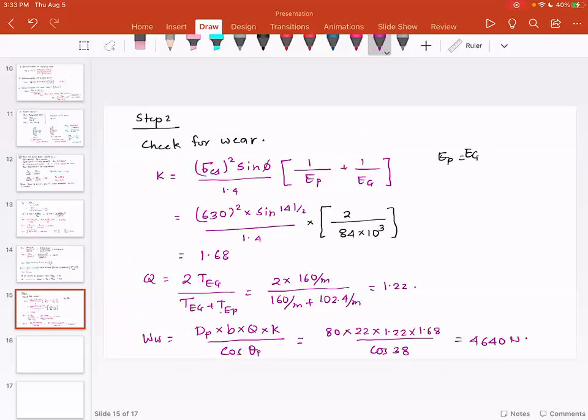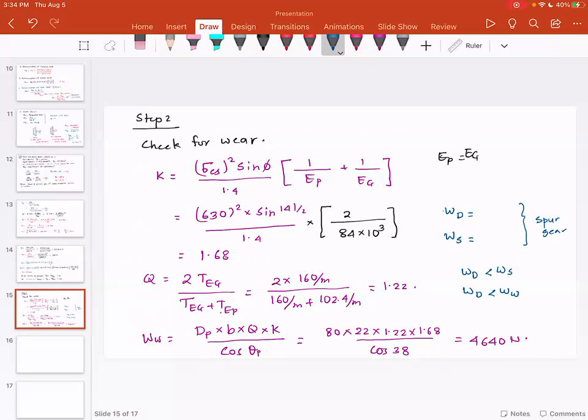And if you want to proceed further, you can find out the dynamic load exactly like spur gear design. You can find out the static load. Then make sure that Wd is less than Ws and Wd is less than Ww. This is similar to spur gear design. So with this, you should be able to solve bevel gear design problems.